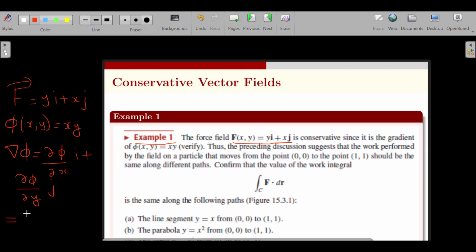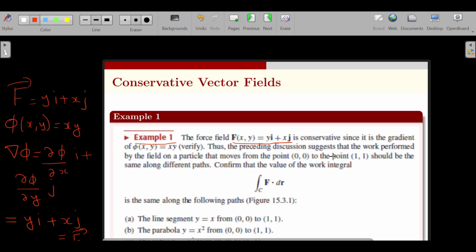What is ∂φ/∂x? Derivative of phi with respect to x, treating y as a constant. So it will be y i plus derivative of phi with respect to y, that is equal to x, so x j. This is nothing but our function F. So this means that this particular force field F is conservative, since we obtained a function phi with the property that the gradient of phi is equal to F.